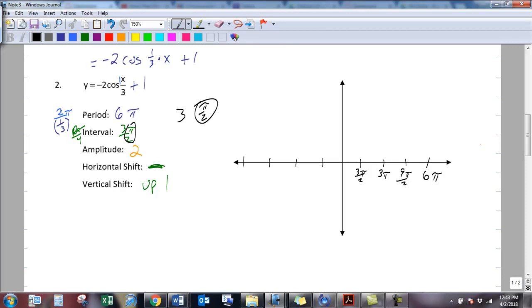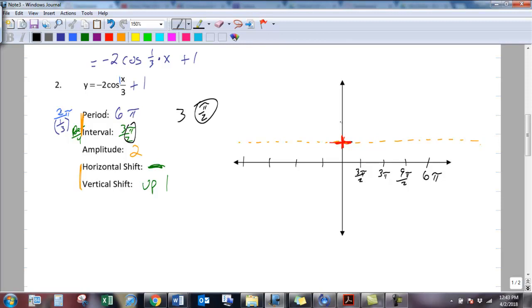Anywho, let's get back here. So we did our period and interval. We're going to do that first. Next thing we're going to do is the shifts. There was no horizontal shift. However, it did move up 1. So, what that means is this is our new origin, up here at 0, 1. Now, I'm going to make my midline go through that origin. That's our new midline.